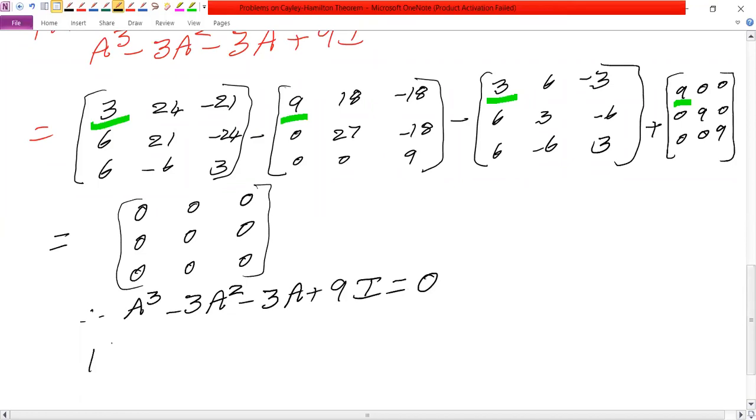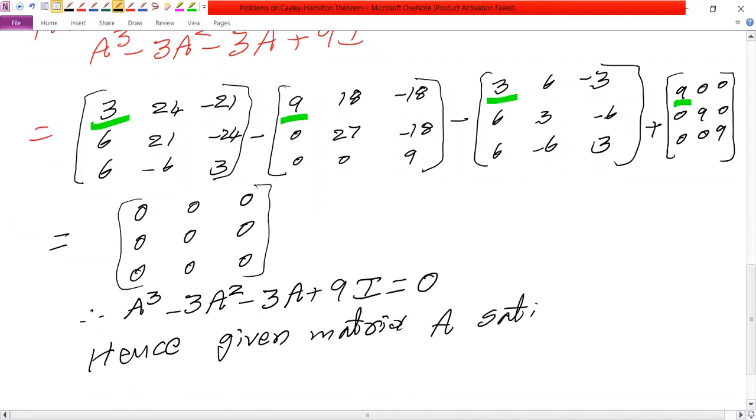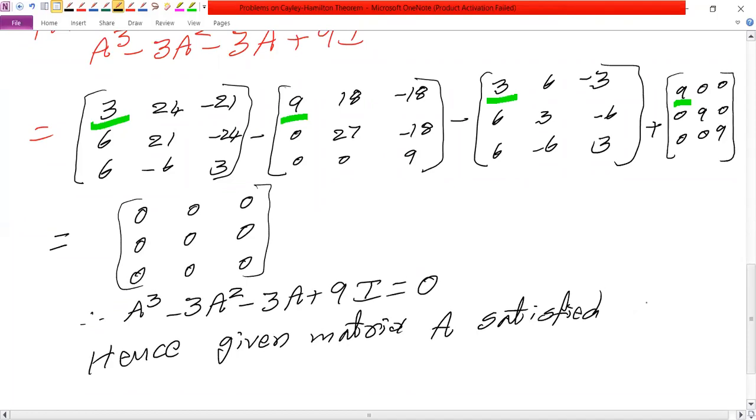Hence, what can we say? Hence, the given matrix capital A satisfies its own characteristic equation. It satisfies the Cayley-Hamilton theorem. Mention Cayley-Hamilton theorem. Satisfied, Cayley-Hamilton theorem.